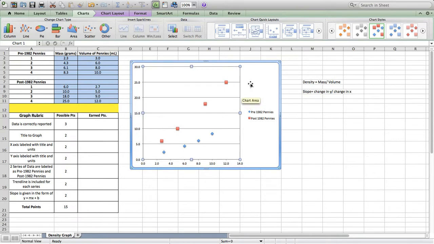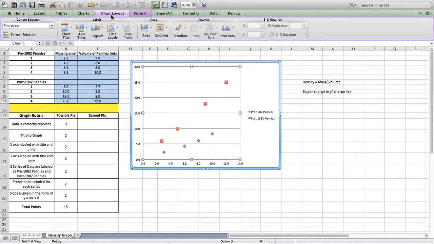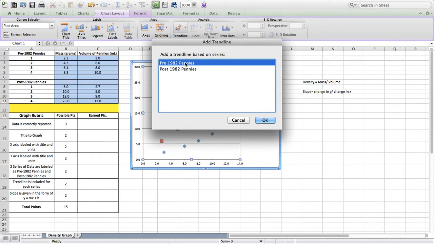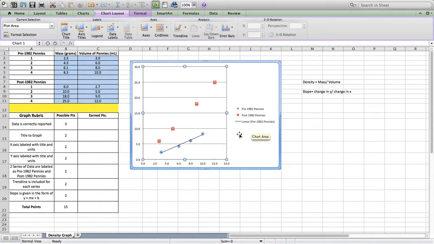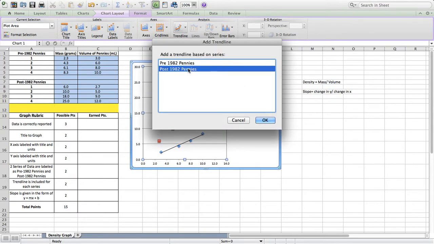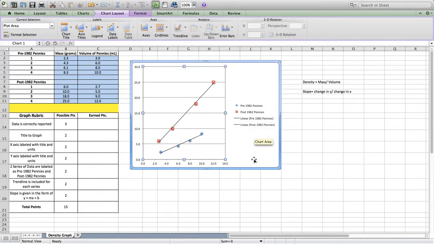Okay, thank you. Now, let's go to the next step, and we are going to click up here on Chart Layout, and let's add a trend line. So here we are, and we want a linear trend line. And we see we're actually going to have a trend line for both, but let's just start with the pre-1982. And there's our pretty little trend line. And let's go ahead and add one for the other. And we're going to choose one for the post 1982 pennies as well.